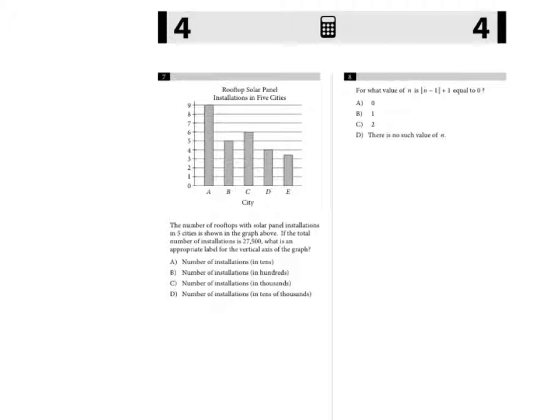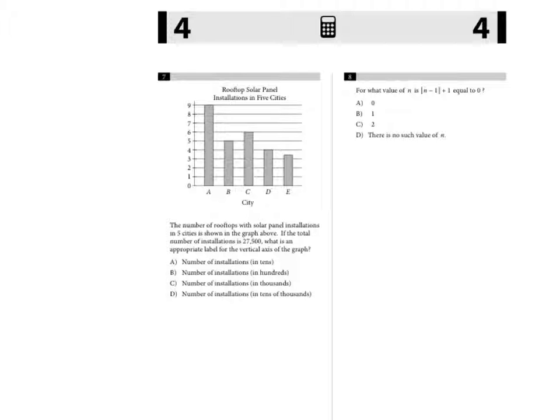Alright, let's look at number 7 on this test. The number of rooftops with solar panel installations in 5 cities is shown in the graph above. If the total number of installations is 27,500, what is an appropriate label for the vertical axis of the graph?